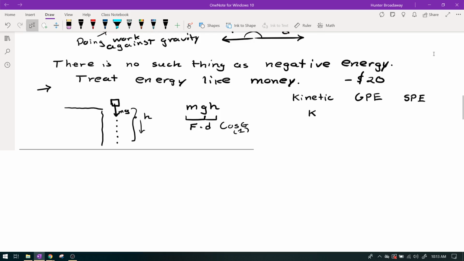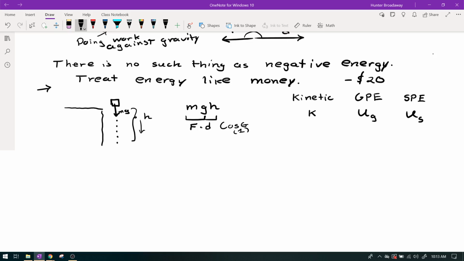U with a little G afterwards. UG. Spring potential energy gets U with a little S. Now, last year, we took all three of these types of energy and applied them together to make a name, and we called it Kugus. In AP physics, kinetic, potential, and spring potential are really the only kinds that we deal with.